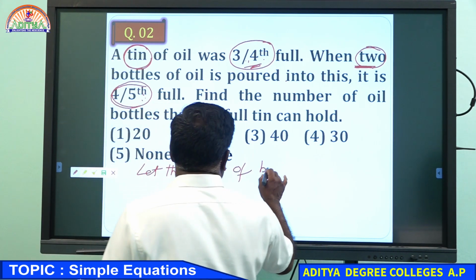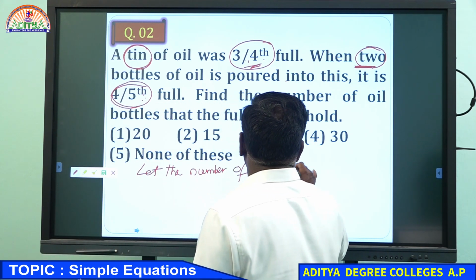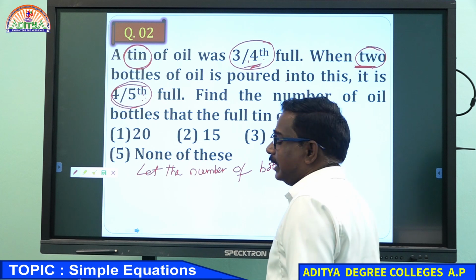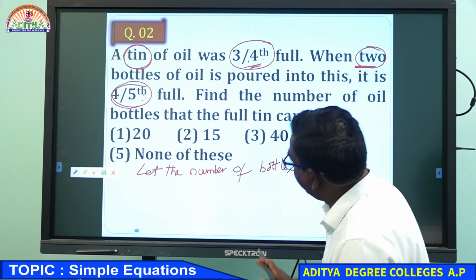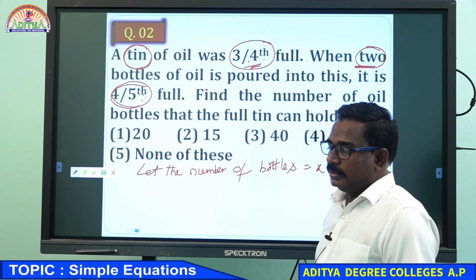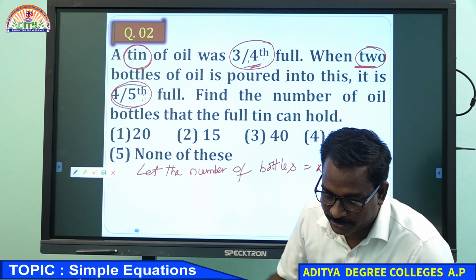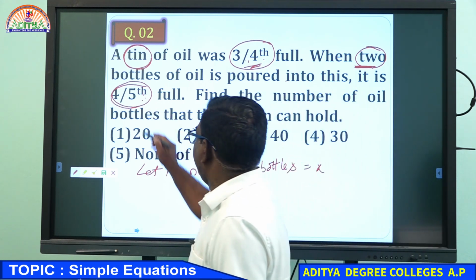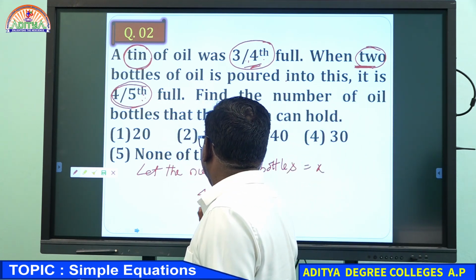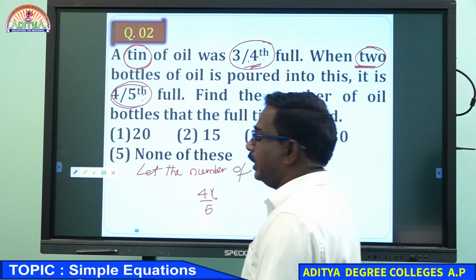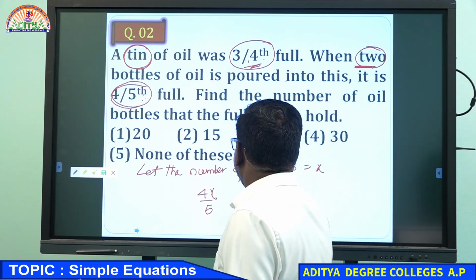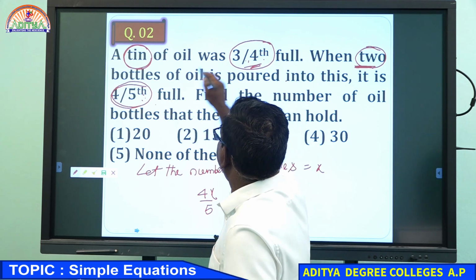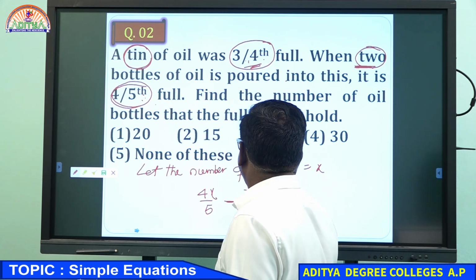Let the number of bottles be X. X bottles are required to fill the tin. Now what happened here? 4/5 of the tin was filled and 3/4 of the tin was filled. Between 4/5 and 3/4, we kept 2 bottles.